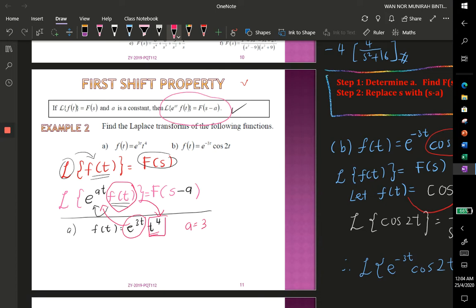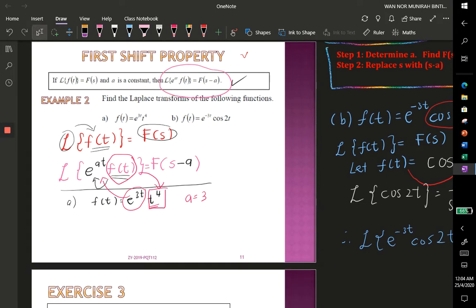Can you see this? Okay. So what you need to do is, if you look at the formula, you must find F(s) first. When you get F(s), then only you replace s by s minus a. In order to get F(s), you must take the Laplace transform of your f(t). So in this case, you need to take the Laplace transform of t^4, because if you compare, this is your f(t). Take the Laplace transform of f(t), then only you get F(s). So that is the idea.